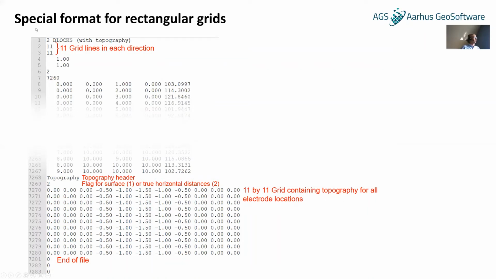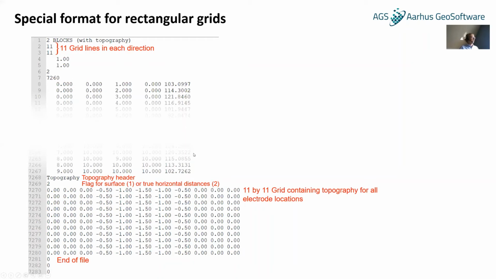There is a special format for rectangular grids. So they are the standard grid type, the most simple grid type, where you have a fixed distance between the grid lines in the X and the Z direction. And then in the header, you simply put, okay, I have 11 grid lines in this case in each direction. Then you have the grid spacing here, and you have the data blocks here.